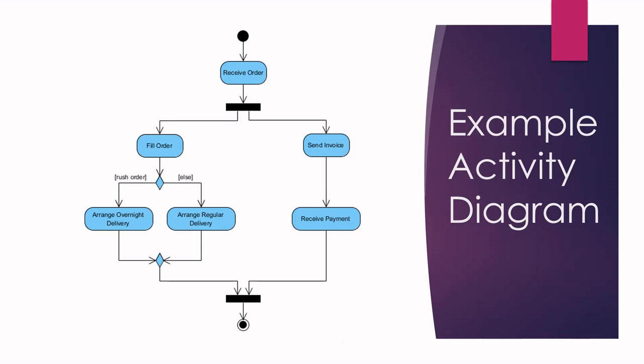Okay, so if we go this path, fill order, and then there is a branching based on a question. Sometimes you can put the question inside the diamond, or sometimes you just write the determining factor on the line itself. So you can say rush order or otherwise. If it's rush order, there's an activity that happens for it. Otherwise, there's something else that happens for it.